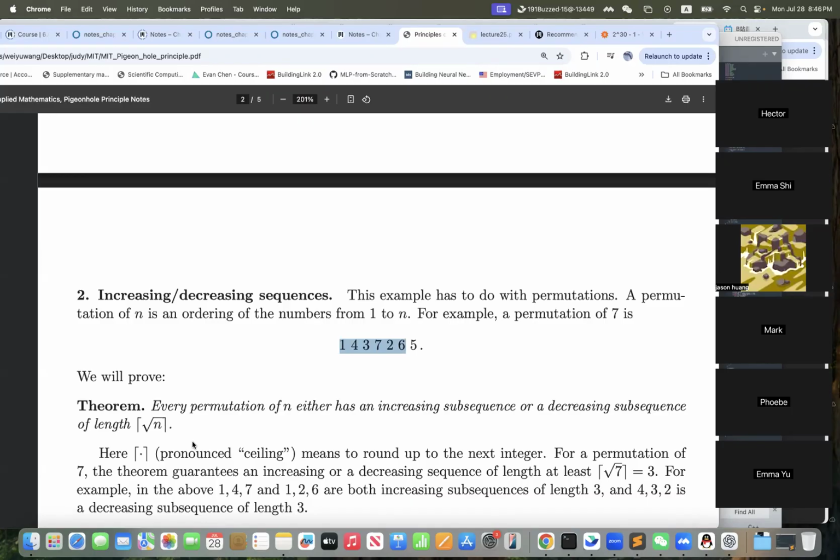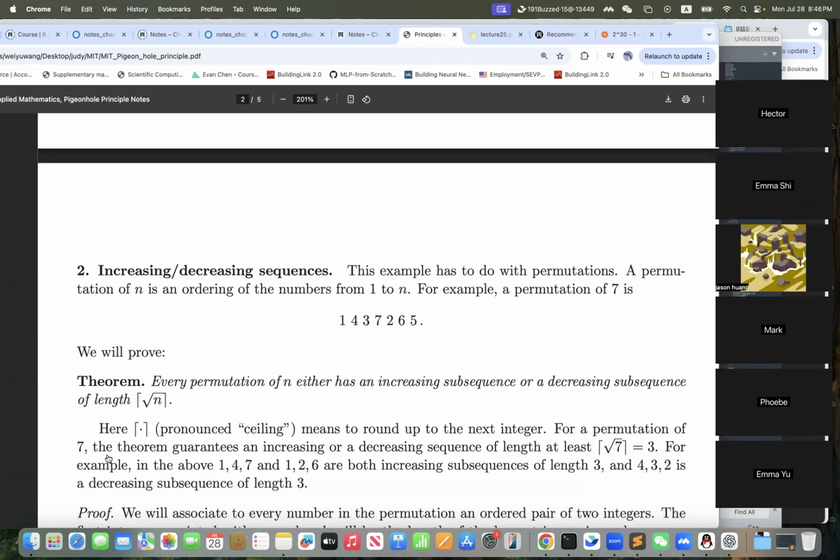Let's actually read the theorem. Every permutation of n either has an increasing subsequence or a decreasing subsequence of length square root of n. But also this is called the ceiling of square root of n. I know most of you may have a question on what a ceiling is. So maybe Jason, can you help us read this paragraph, which explains perfectly what a ceiling is?